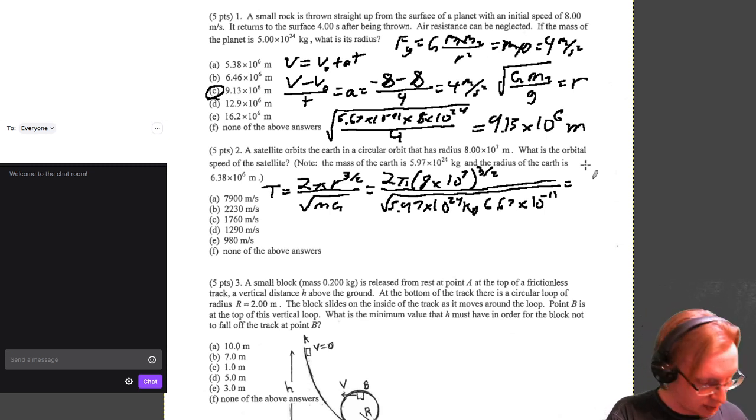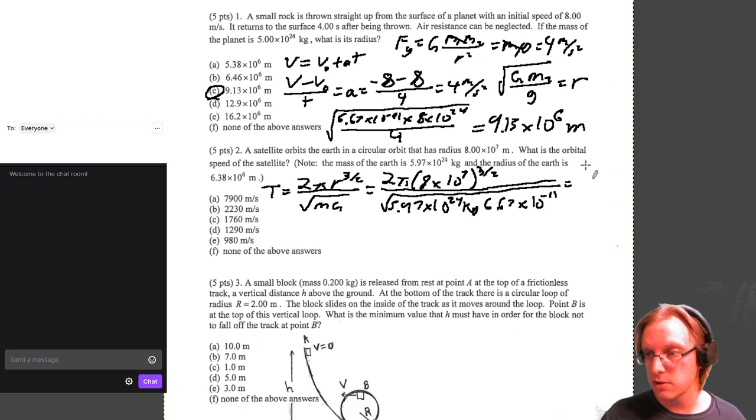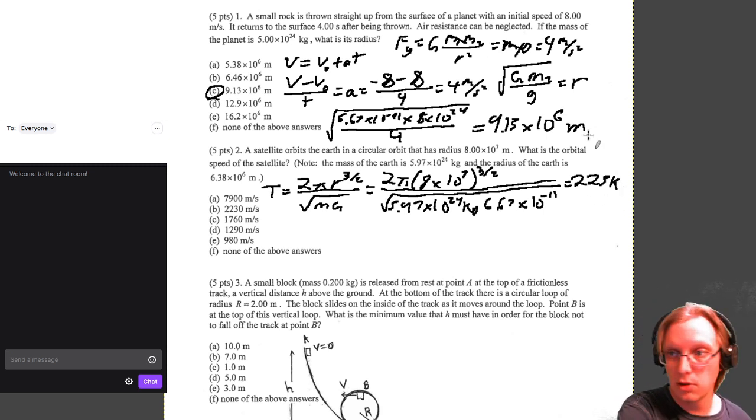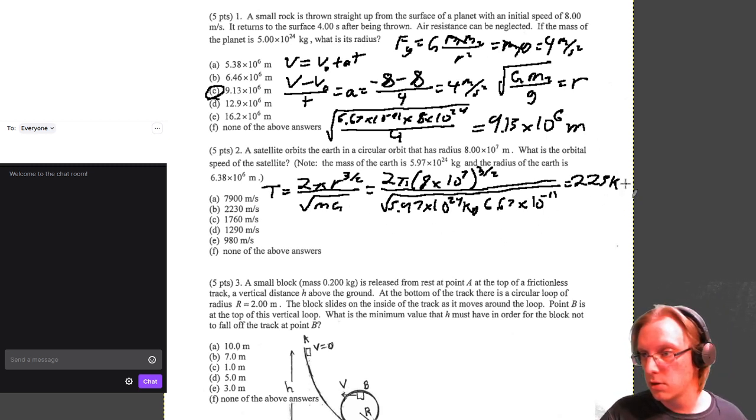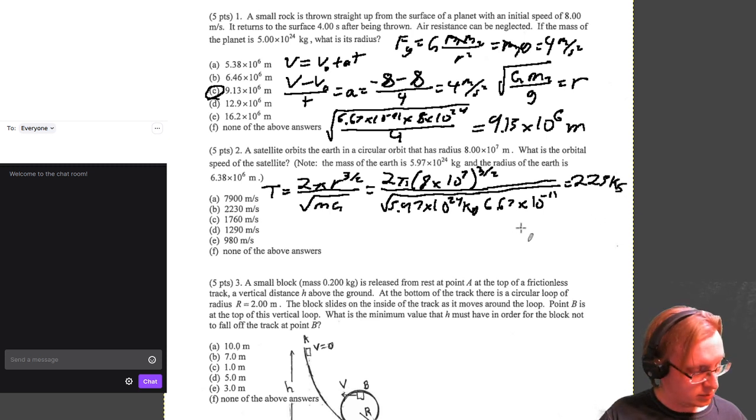In seconds? Yes, they want it in seconds. That is 225,000 seconds. 225 kiloseconds, more or less.